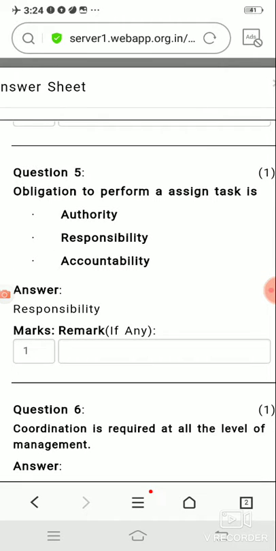Next is: obligation to perform an assigned task when a superior provides some task to a subordinate. So this is called obligation to perform an assigned task. The subordinate is now obligated to perform the task which is assigned by the superior to him. So what concept is it? This is the concept of responsibility. The subordinate is completing his responsibility.